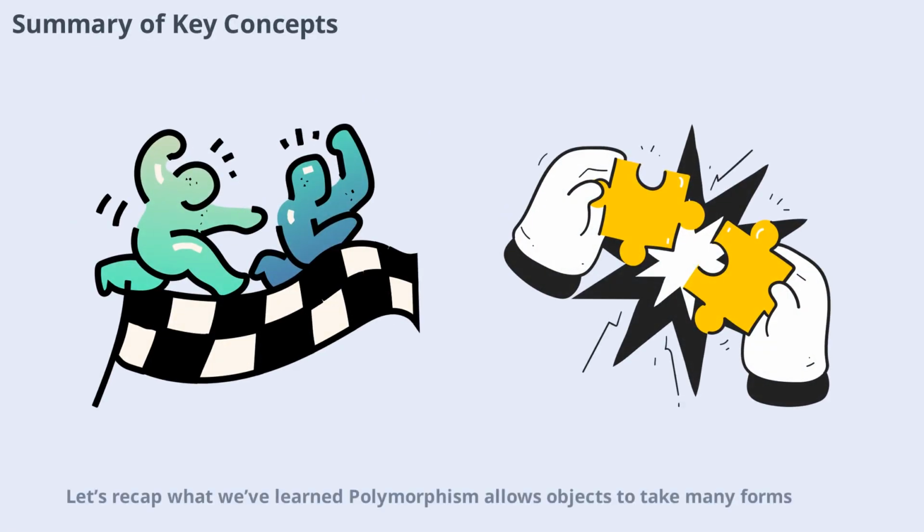Let's recap what we've learned. Polymorphism allows objects to take many forms, enabling flexible and reusable code. In C++, it comes in two main types: compile-time, which is function and operator overloading, and runtime, which is virtual functions and overriding. Using polymorphism, you can write code that is both general and adaptable, making your programs easier to maintain and extend.